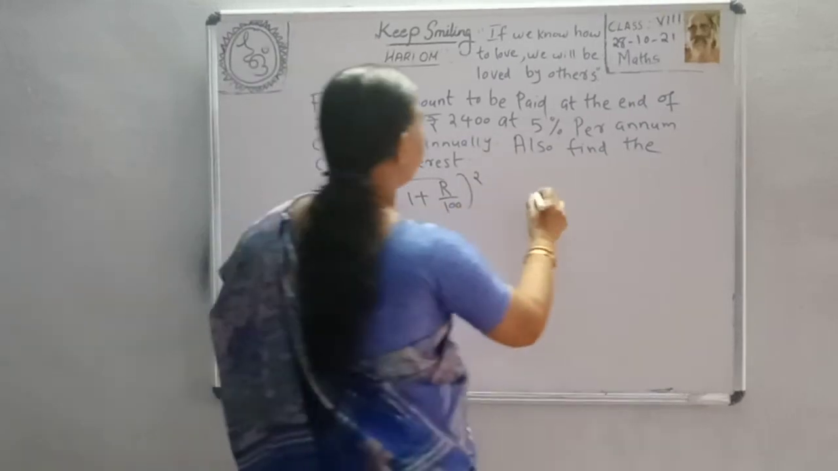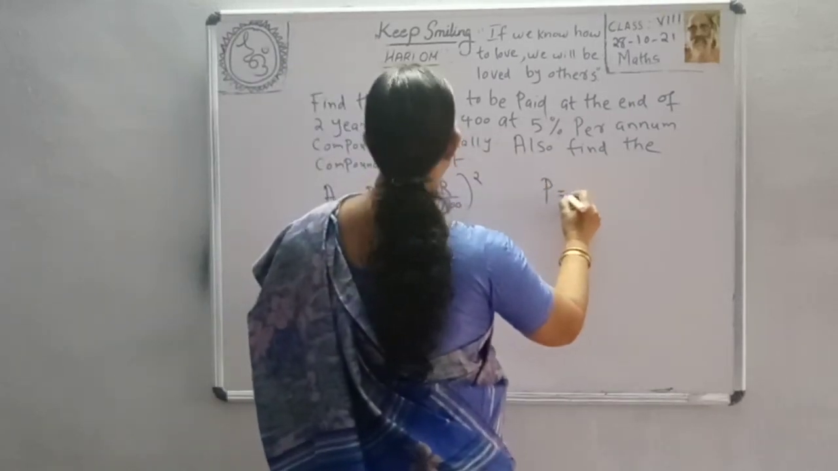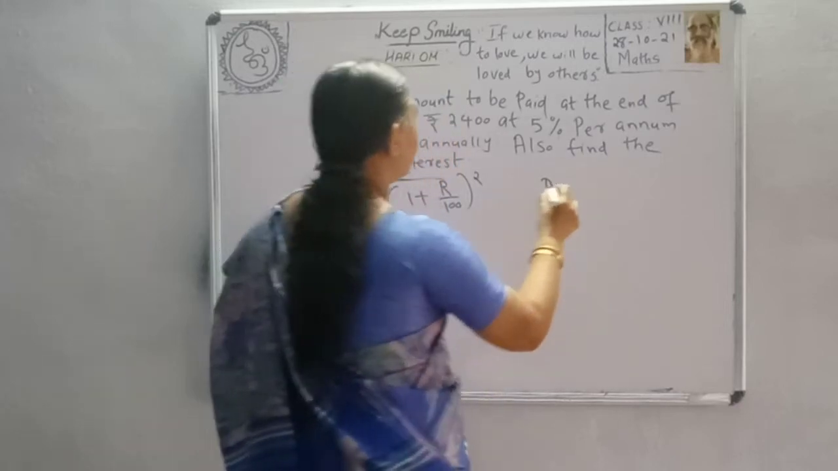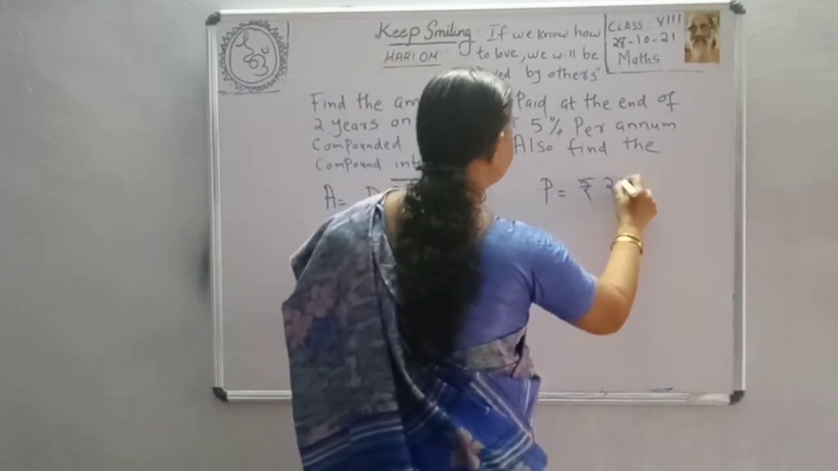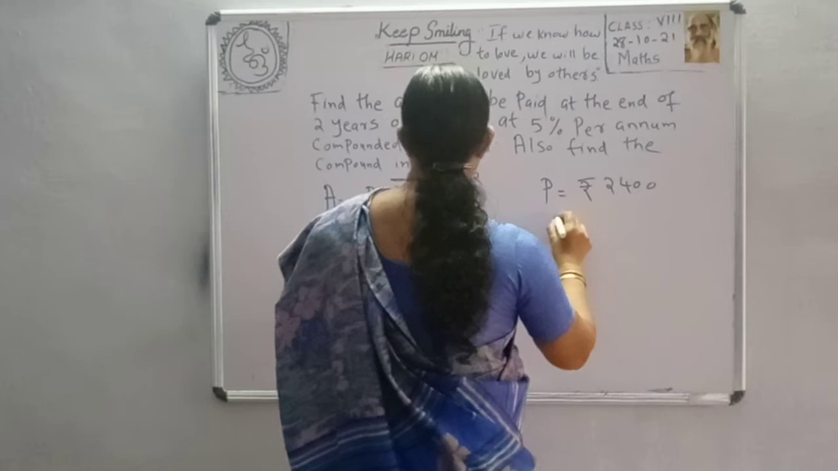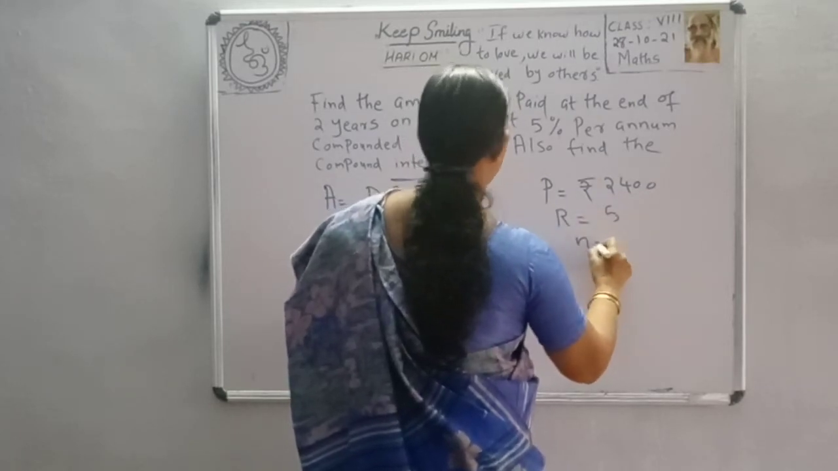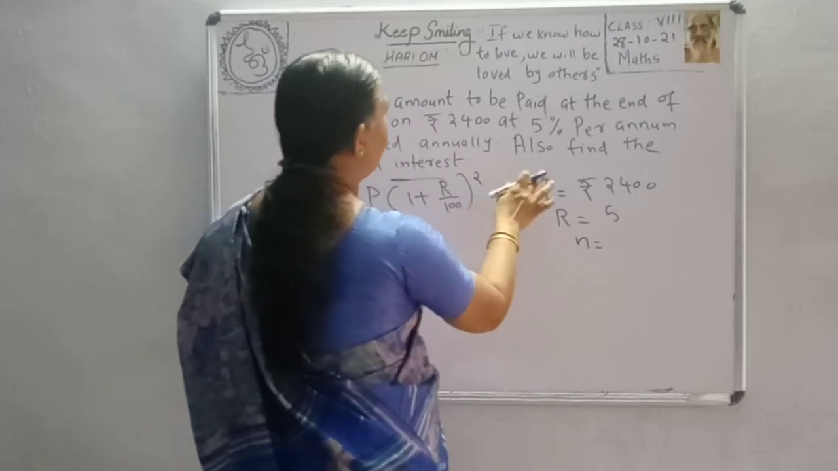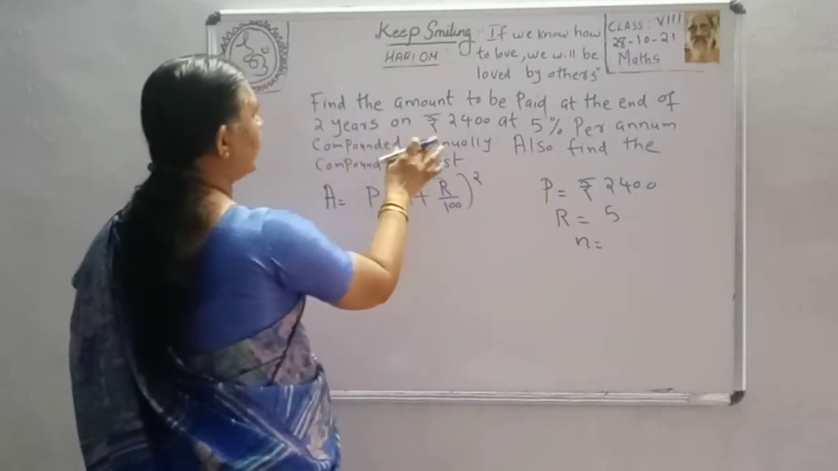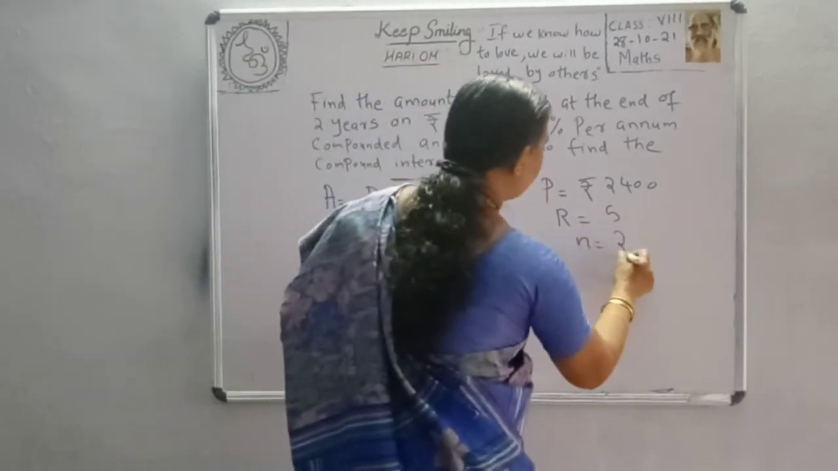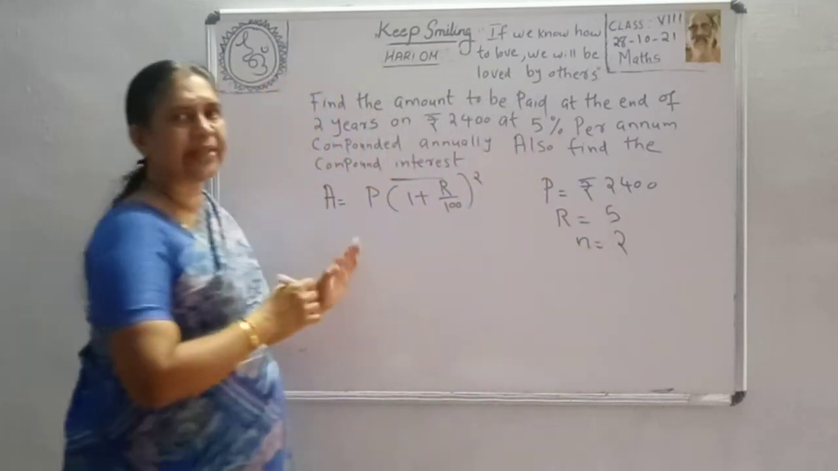Here P is equal to rupees 2400, R is equal to 5 and N is equal to 2, per annum. Find the amount to be paid at the end of 2 years. N is equal to 2. Therefore we can apply the formula here.